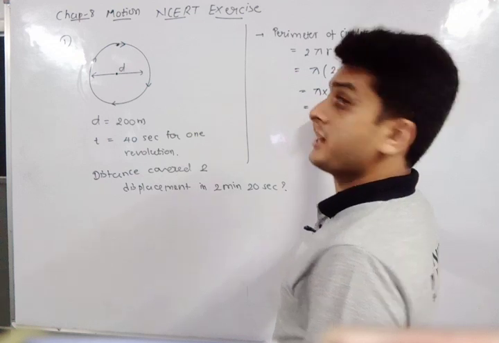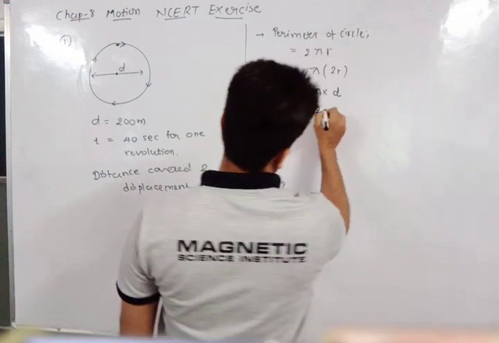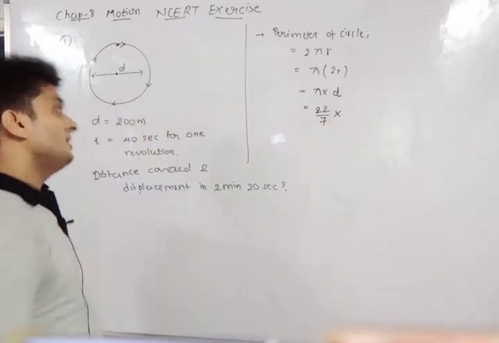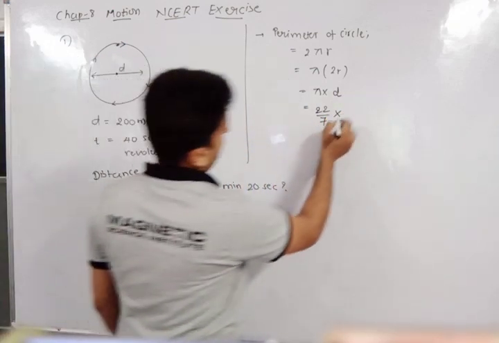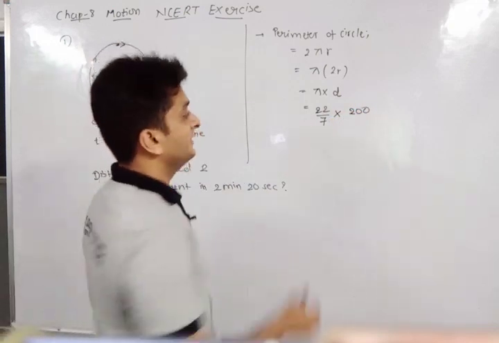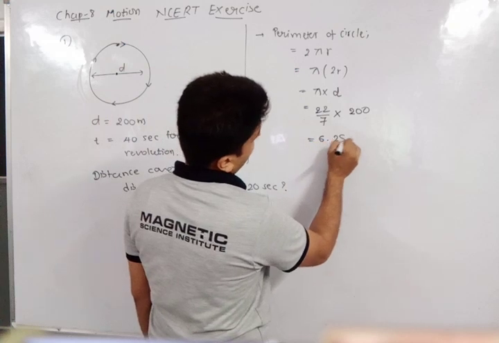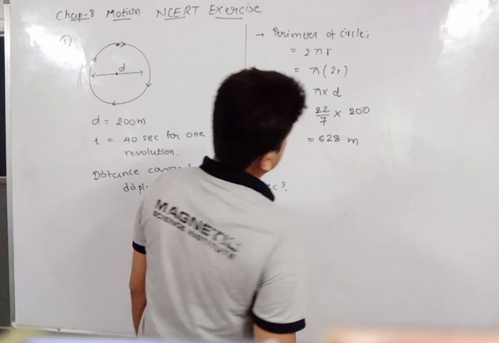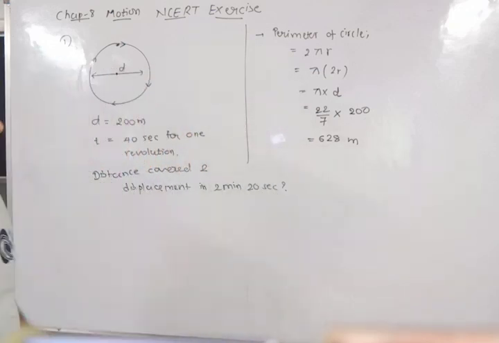Now how much is the value of pi? Value of pi is 22 by 7 and the diameter is equal to 200 meter. On solving this, what will you get? On solving this, you will get 628 meter. This is the perimeter of the circle, which is 628 meter.